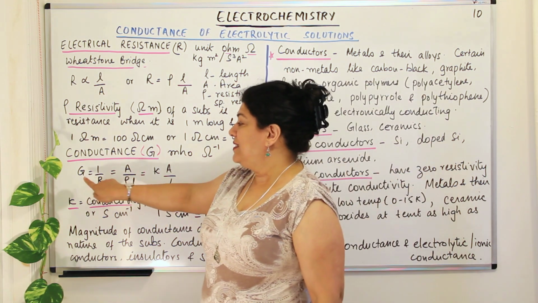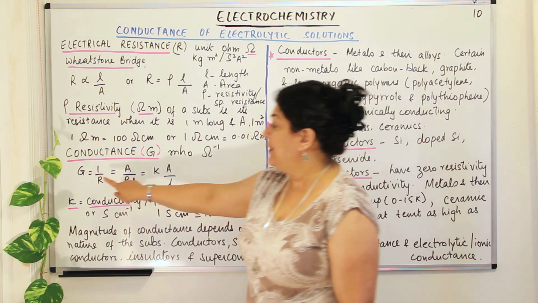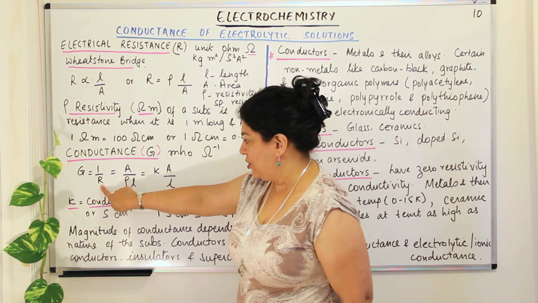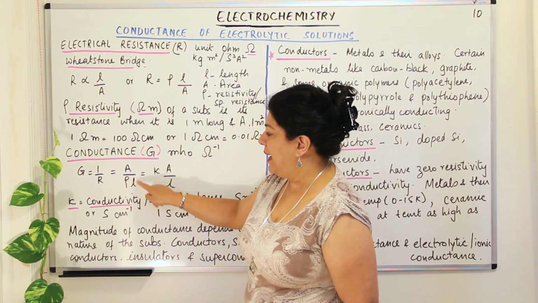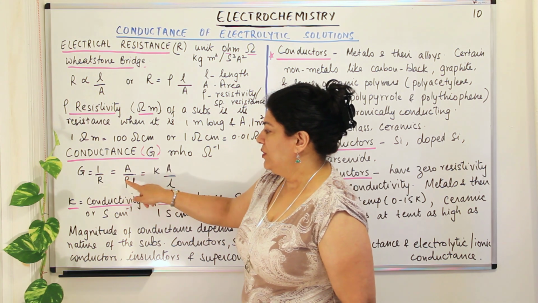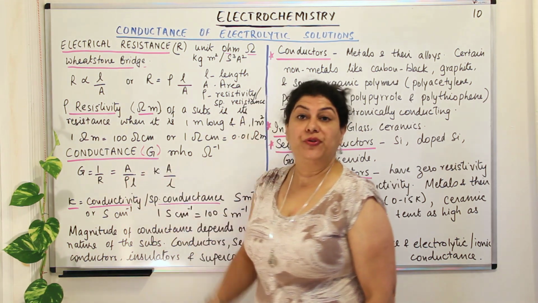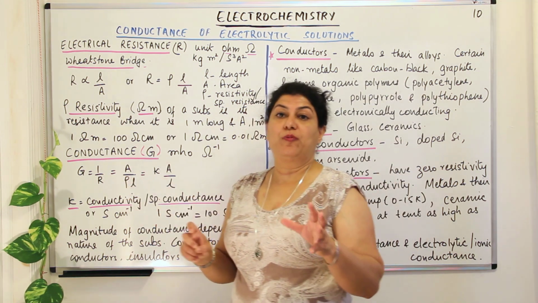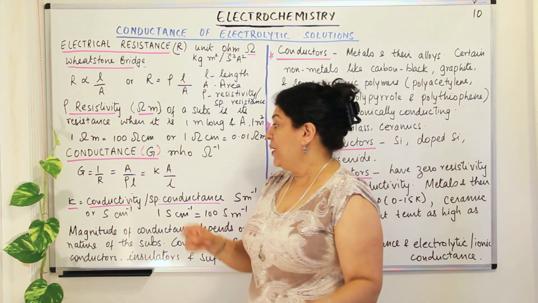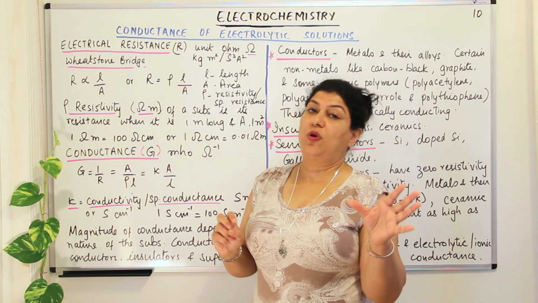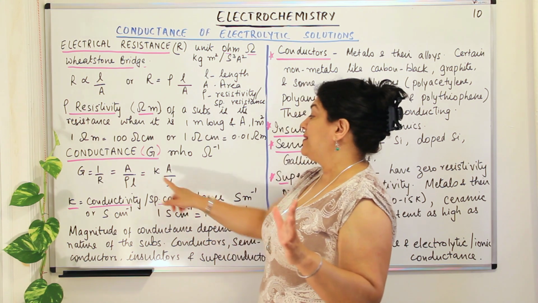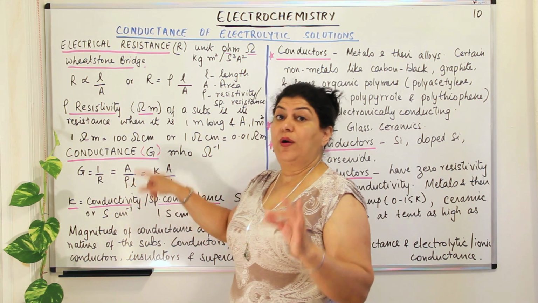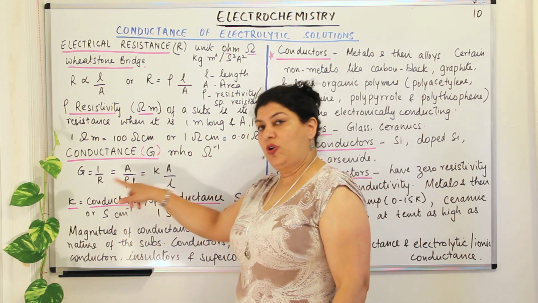Now conductance, since it is the inverse of resistance, G would be equal to 1 upon R, and let us substitute the value of R in the denominator. R is rho L upon A. So G becomes equal to A upon rho L. Now since we do not want a constant of proportionality which itself is an inverse, 1 upon rho is taken as a different constant of proportionality and it is known as kappa. And kappa is 1 upon rho, and it is also the constant of proportionality.